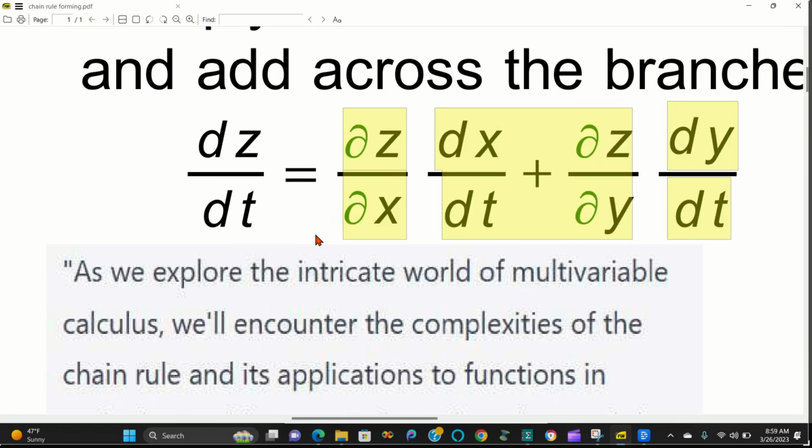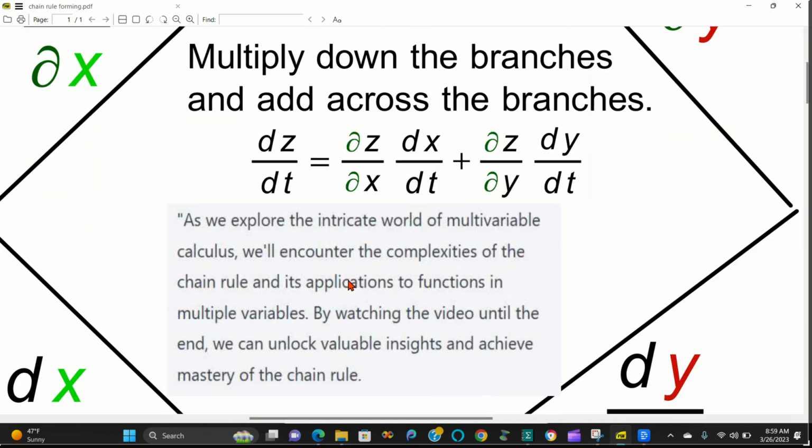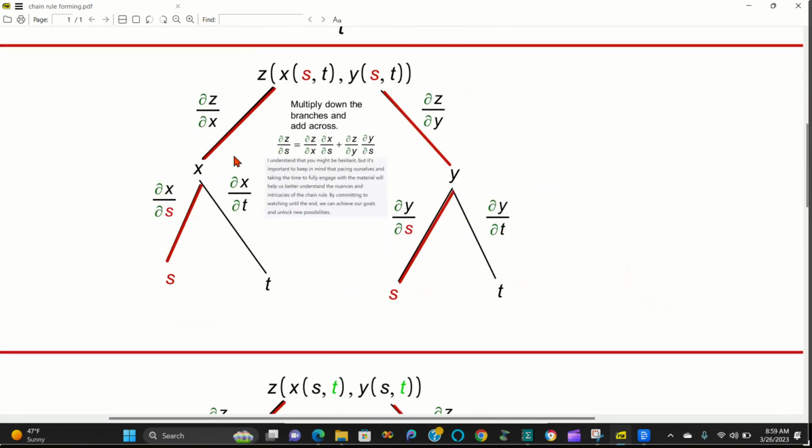Okay, so that's like a level 1 example, the simplest one, where this z here depends on x, which depends singly on t, and where the y also depends on the same t. Let's go down to another example down below. Yeah, let's look at this one.